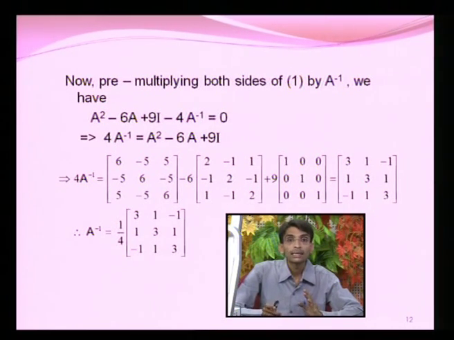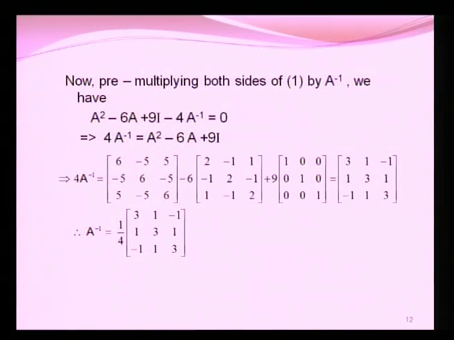So in this way, using the Cayley-Hamilton theorem, we can find the value of A inverse for any given matrix. Now I also want to say that we all know that we can also find A inverse using adjoint of A upon determinant of A. So we can also find A inverse using that formula, adjoint of A upon determinant of A.